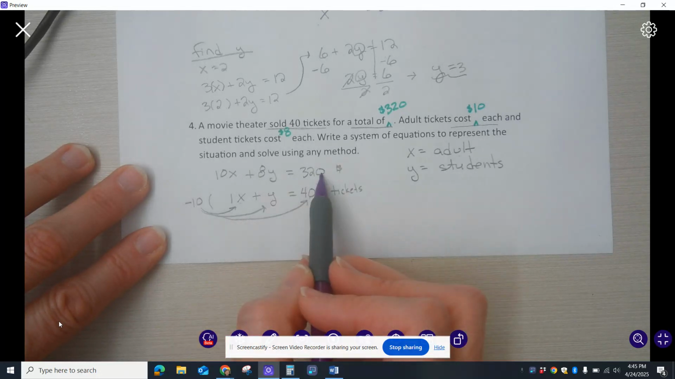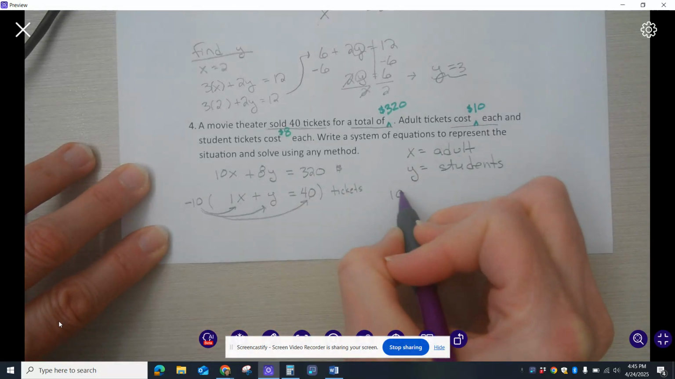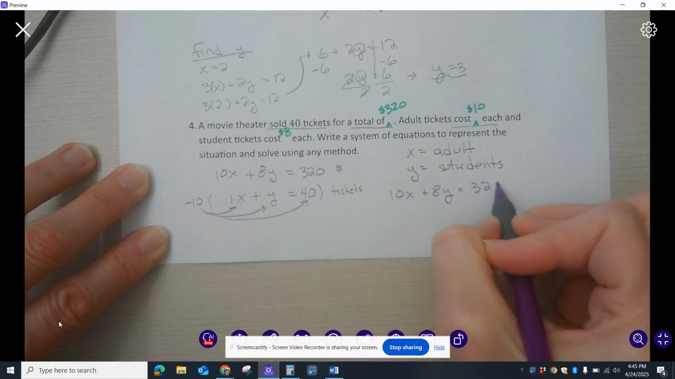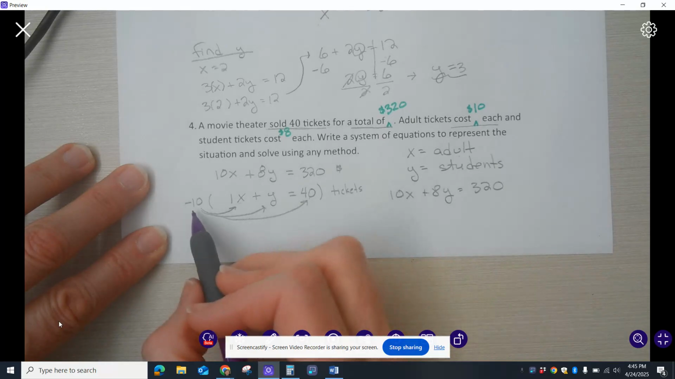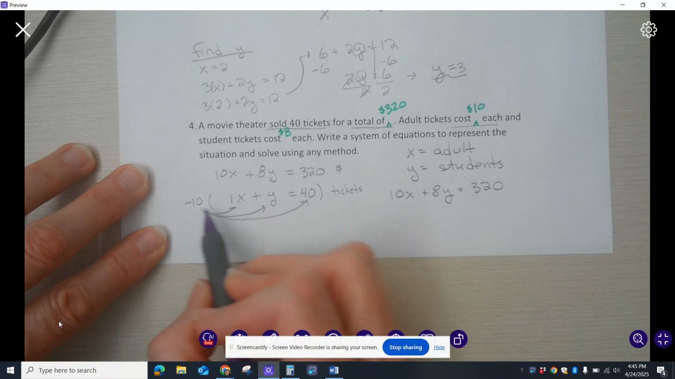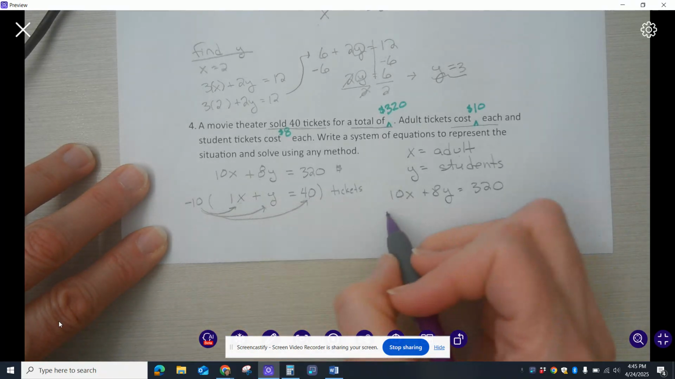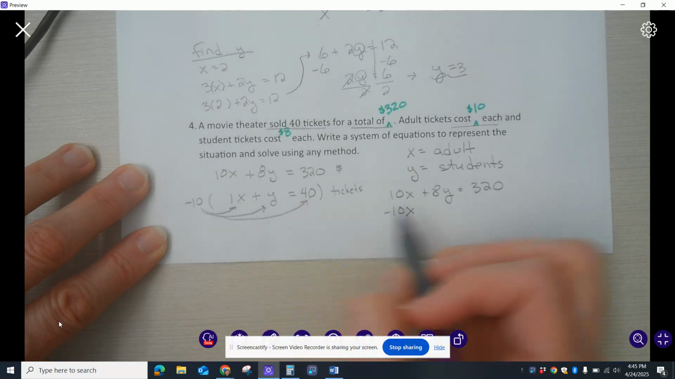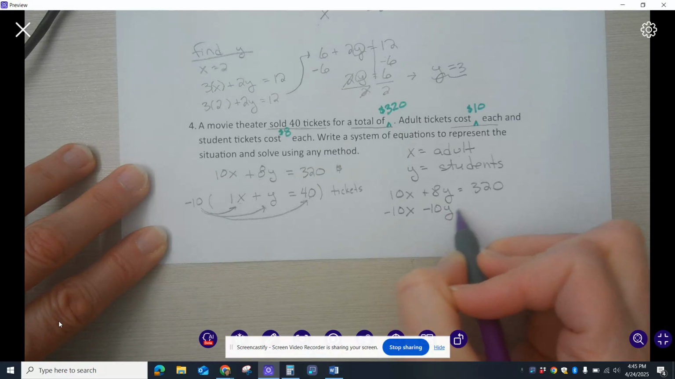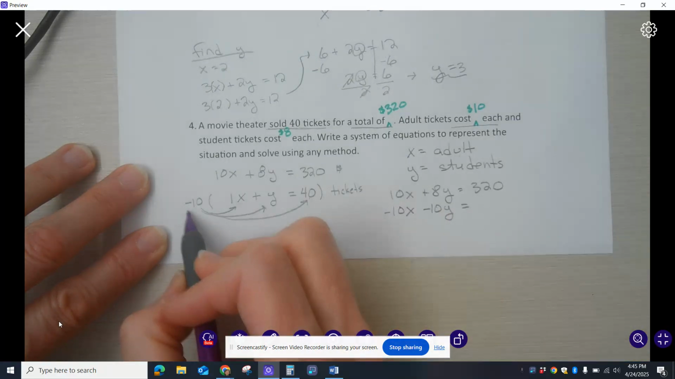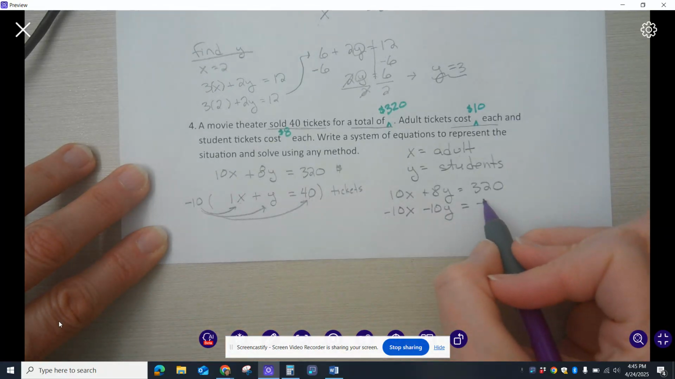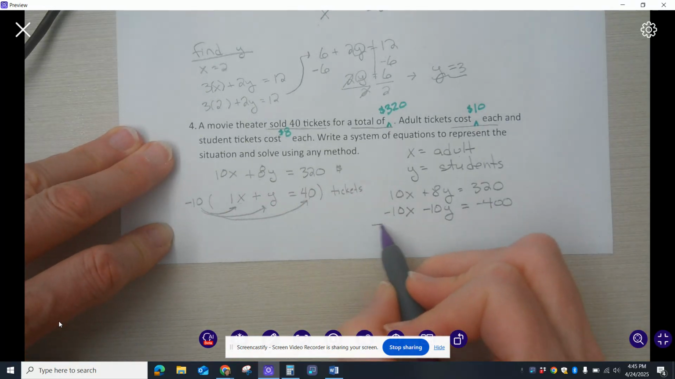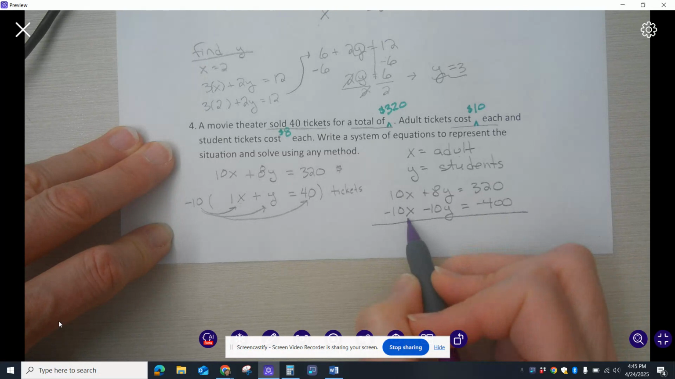So the first equation, I'm just going to copy over here: 10x plus 8y equals 320. The second equation is the one I've changed. -10 times x is -10x. There's my opposites. -10 times y is -10y, equals -10 times 40, which is -400. You got big numbers, but don't worry. All right, now it is a green light problem.